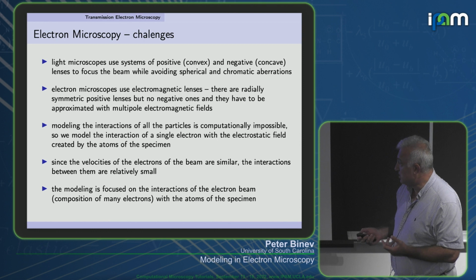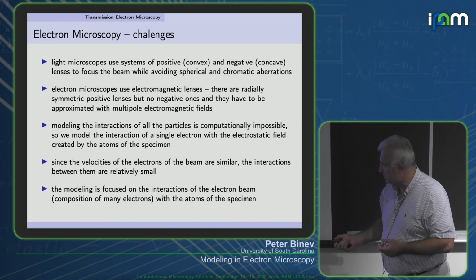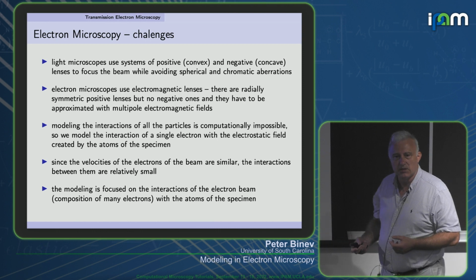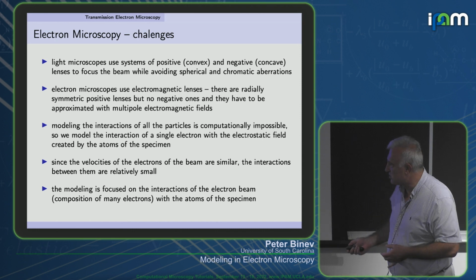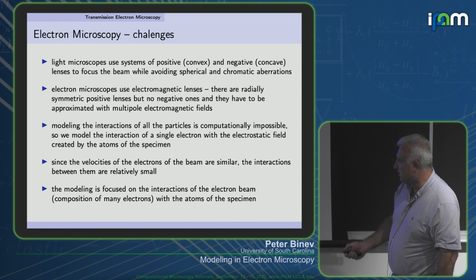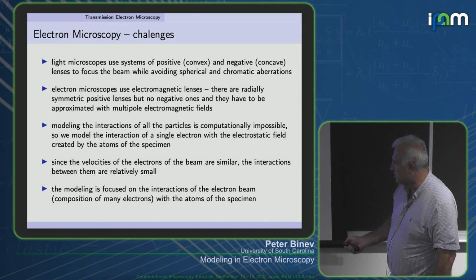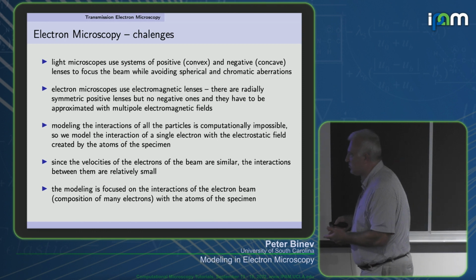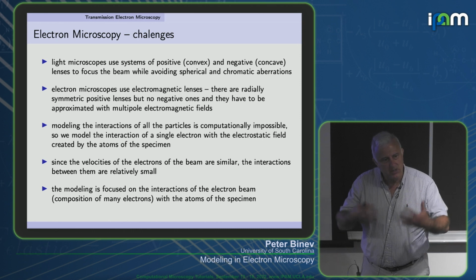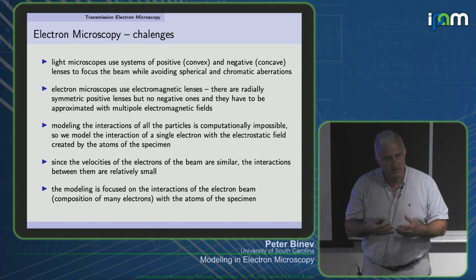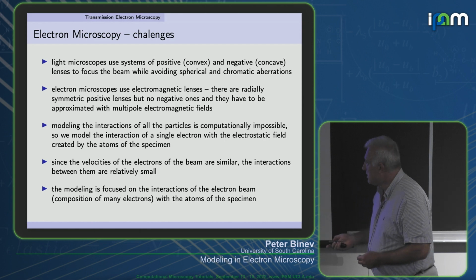In order to do that, one thing we use is that the velocities of the electrons of the beam are very similar, and that means the interactions between them are not essential. We will also consider the electron beam, and eventually we end up with a linear equation, and with this linear equation we can combine many electrons and consider the wave of the whole electron beam instead of just a single electron.